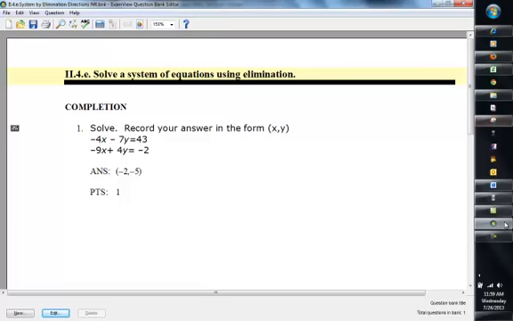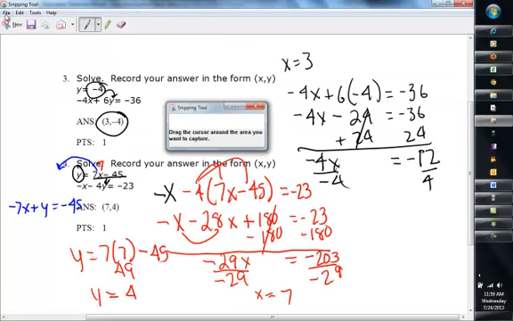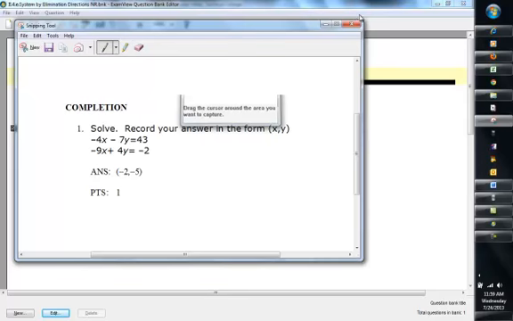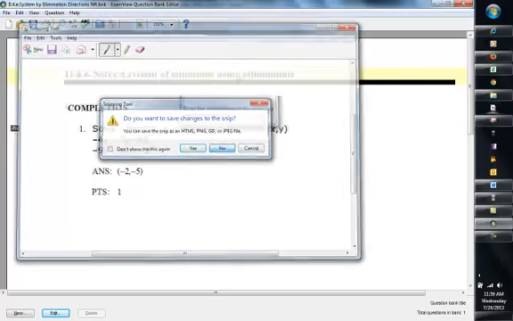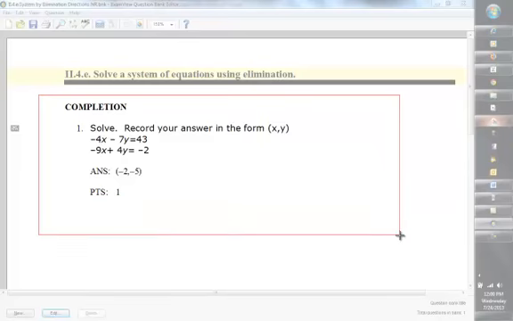Let's look at this equation right here, and let's solve it using elimination. Just a second, I don't like that thing being in there. Let's try it again. Here we go.